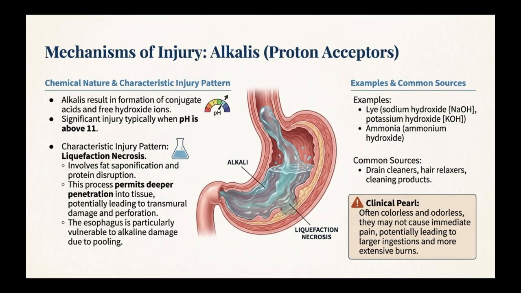Alkalis, also known as proton acceptors, are substances that lead to the creation of conjugate acids and free hydroxide ions. Significant injury from alkalis typically occurs when the pH of the substance exceeds 11. These substances cause liquefaction necrosis, a process that involves the saponification of fats and disruption of proteins. This allows the alkali to penetrate deeper into tissues, a characteristic that differentiates alkali burns from acid burns.